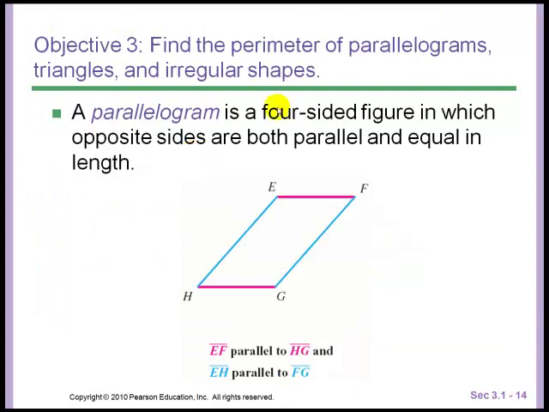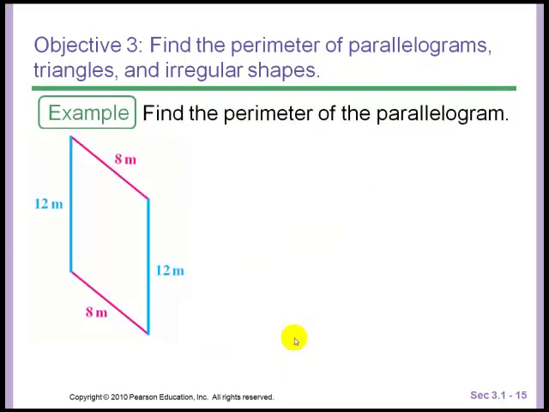A parallelogram is a four-sided figure in which opposite sides are both parallel and equal in length. Here is an example of a parallelogram. This is the fancy math way that we say side EF, that's the EF with a line over it, and side HG, that's the HG with the line, are parallel. You'll learn more about parallel when you get into your next sections of mathematics, either introductory algebra or intermediate algebra. So these two lines are parallel, and these two blue lines, EH and FG, are parallel.